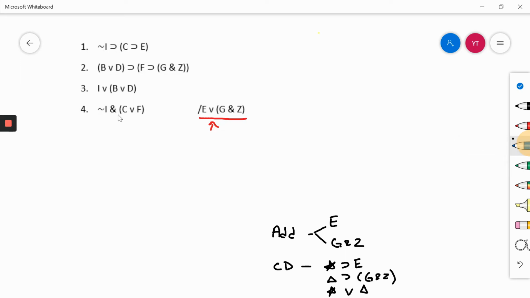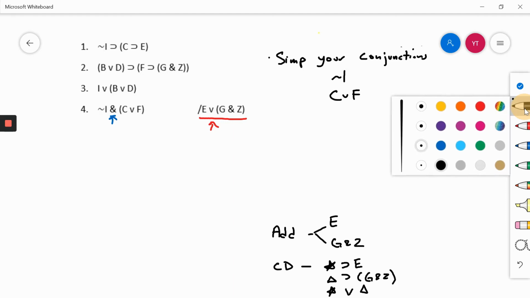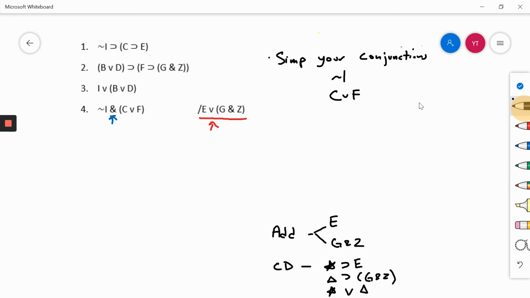Scanning through our premises, one of the first things that you should notice is that you've got a conjunction at line 4. As a good general tactic to keep in mind is to always simp out your conjunctions. Now, you won't always have to do this, and you definitely don't always use both of the resulting conjuncts, but what this tactic does is that it always gives you a few more ingredients to use.